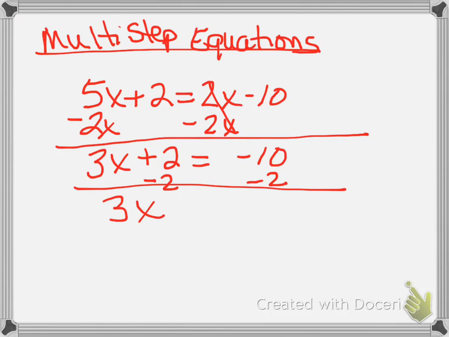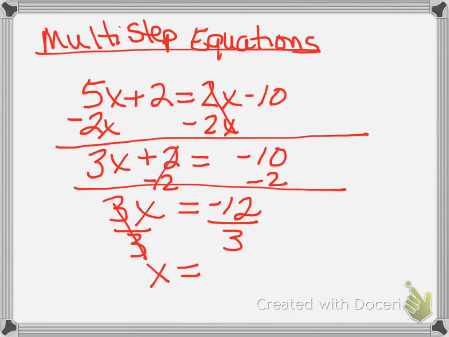That gets me 3x. The 2's cancel. I'm left with negative 10 and I go back 2 more. Cameron, what is it? Negative 12. And the last step, Lindsay? I have to divide both sides by 3. And the 3 divided by 3 cancels. X equals, and negative 12 divided by 3 is? Negative 4. Okay, that is an equation with variables on each side.